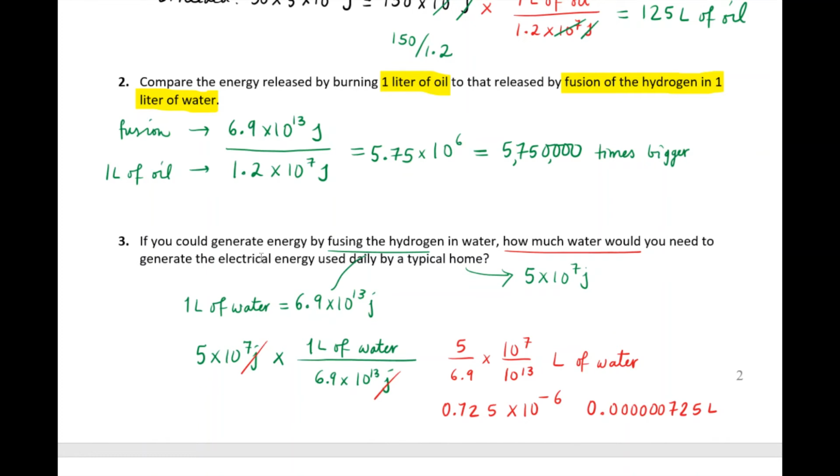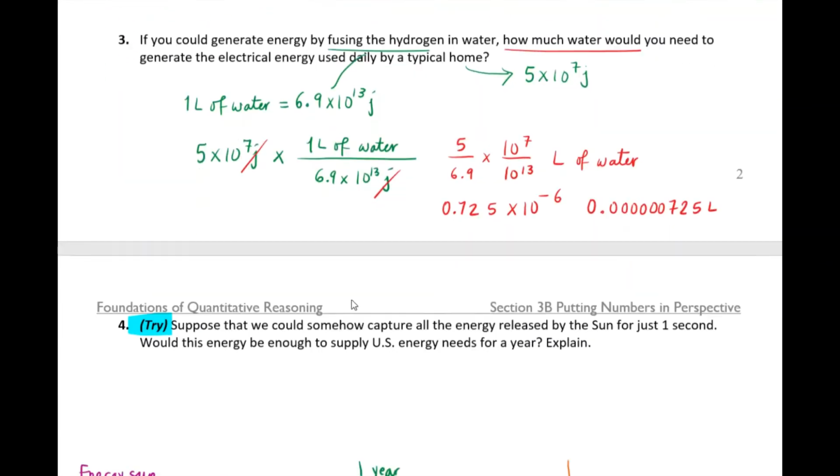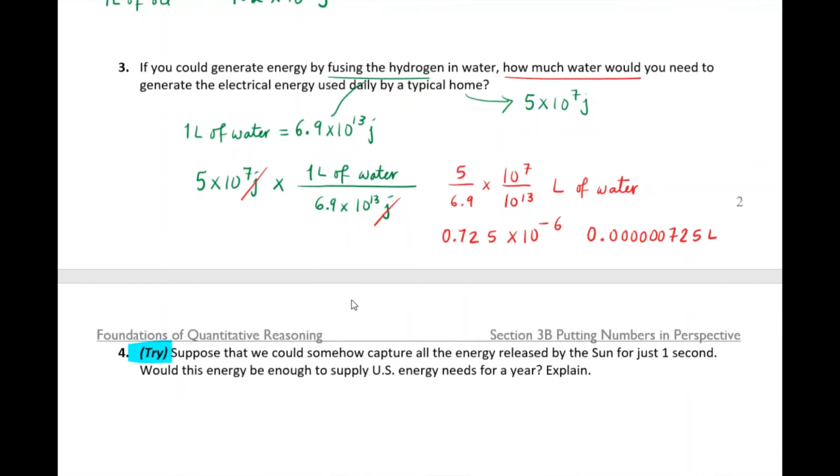So yeah, these are energy type problems. As you see, you simply convert one unit into another, and I hope these examples are clear. Now I want you to try this problem at the bottom. It's an interesting problem. Let's say you can capture the energy released by the sun for just 1 second. The question is, how many years can you use this as an energy supply for the US? It's a really interesting problem.